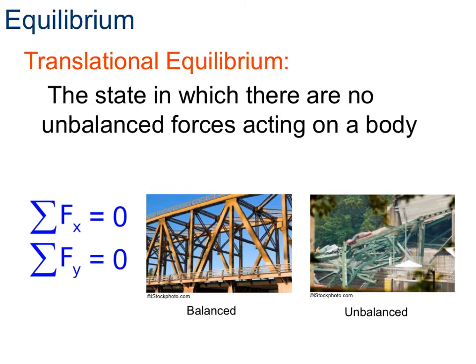We need to consider also translational equilibrium. That's when there are no unbalanced forces acting within or on the body. And so we see this sum symbol again, and we have the sum of forces in the x direction has to be equal to 0, and the sum of forces in the y direction has to be equal to 0. So they're balanced in both the x and y direction. We used that sum symbol when we were doing the centroid, and we're going to get really used to using that a lot as we start to do some of our truss forces.